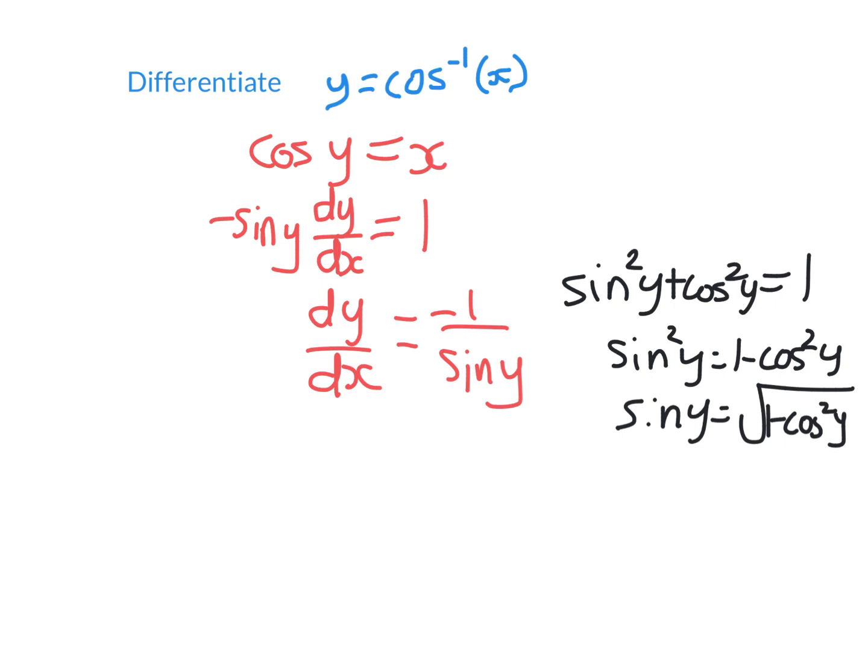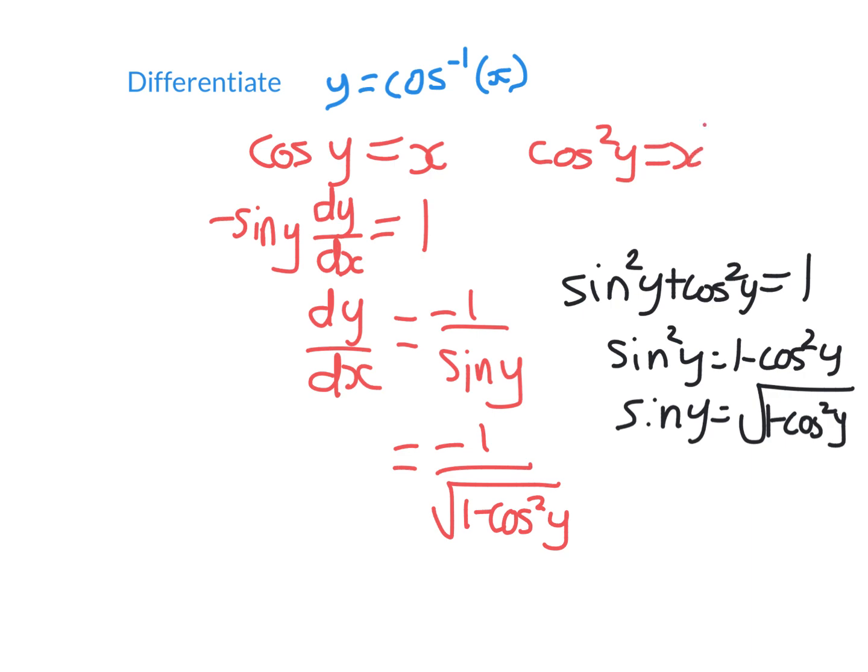Okay, so let's substitute this for sin y here. We get negative 1 over the square root of 1 minus cos squared y. And you might be thinking to yourself, how did that exactly help? But see, the thing was that cos y is equal to x. That, of course, means cos squared y is x squared. So here, we have negative 1 over the square root of 1 minus x squared. Now note that this function is only defined for values of x between negative 1 and 1, as is this one. You can't take cos inverse of 2, for example. All right, there we are, we're done.